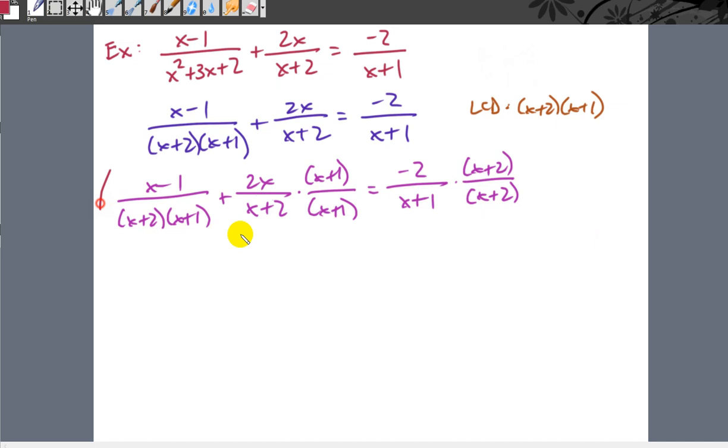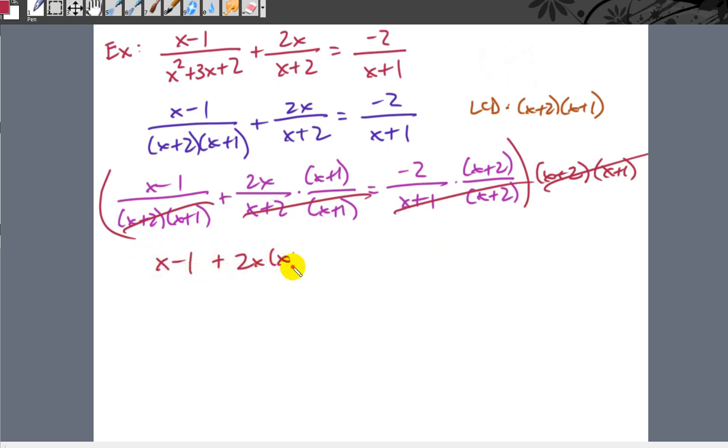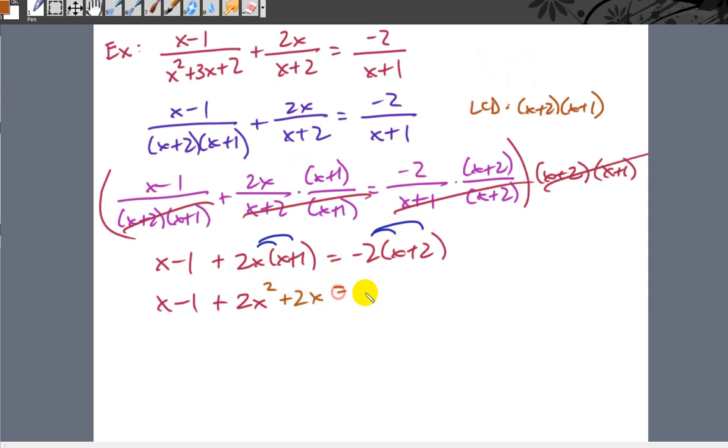So since they're all the same, essentially what we can do is multiply by x plus 2 times x plus 1, which is our least common denominator. And what's going to happen is all these lovely denominators are going to cancel. So we have x minus 1 plus 2x times x plus 1 equals negative 2 times x plus 2. And then we simplify x minus 1 plus 2x. I'm just being a little lazy here. We're distributing here. So we have 2x squared plus 2x equals negative 2x minus 4.